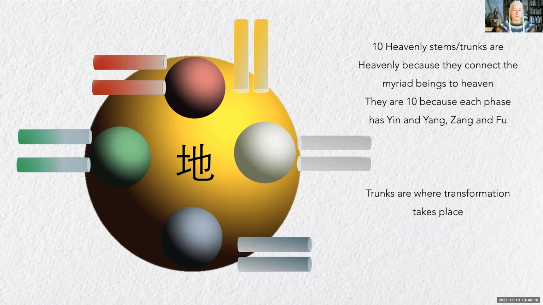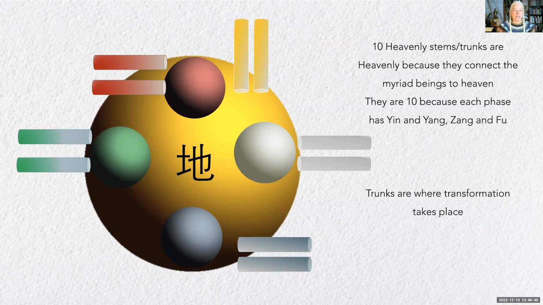So these stems, these 10 heavenly stems or trunks, are heavenly because they connect the myriad beings to heaven, and they're 10 because each phase has a yin-yang aspect, and they relate to the zhang and the fu. So fire has heart, small intestine, earth has spleen, stomach, metal has large intestine, lung, water has kidney, bladder, and wood has liver, gallbladder.